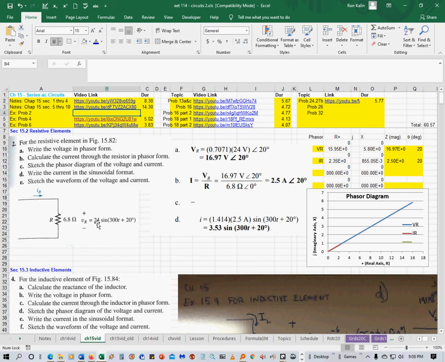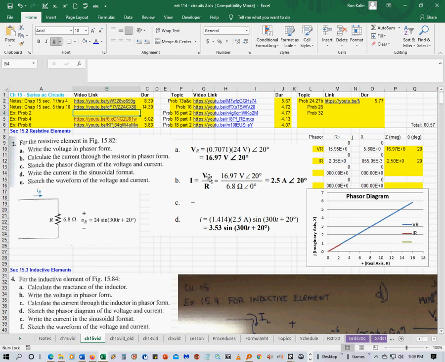So the maximum value is 24, so you're going to take that value and divide it by the square root of 2 to get the phasor magnitude, which is what they did here. And then the phase angle is just going to be this 20, so they put that over here, and 24 divided by the square root of 2 is 16.97 volts, angle of 20 degrees. Part B says calculate the current through the resistor in phasor form.